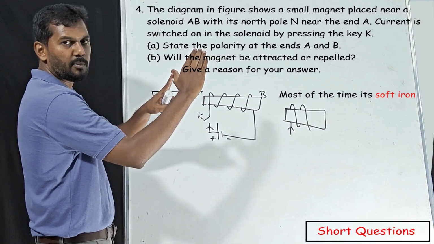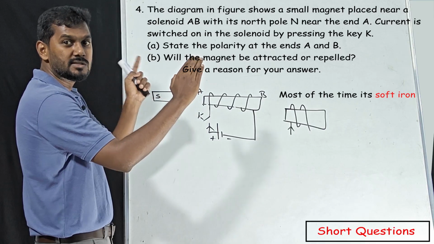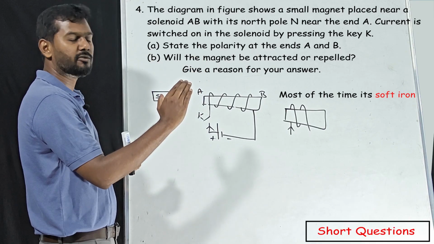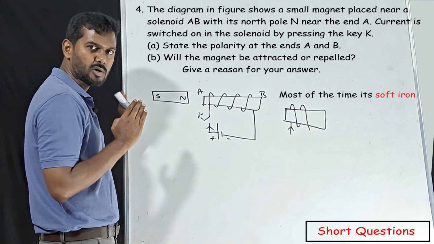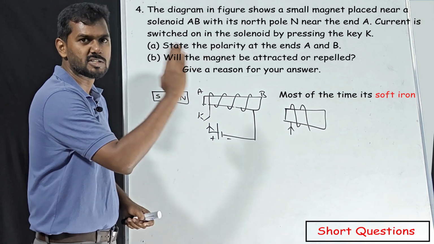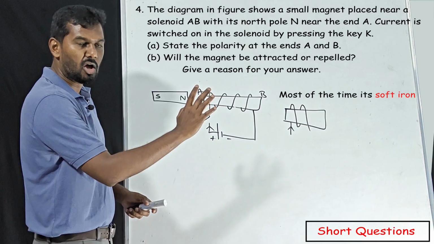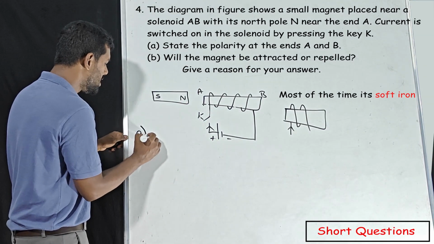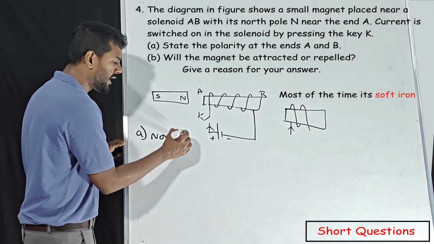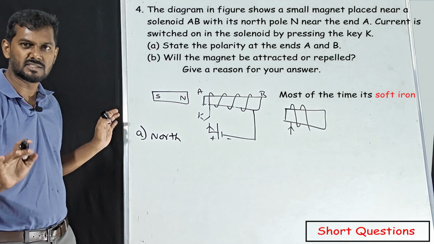Now this end represents north sometimes, south sometimes. So how to identify? Very simple. If the plus is towards the left, this end represents north, in the same diagram. So the answer for this question: A is north. First we will write the answer. Now the answer is done.